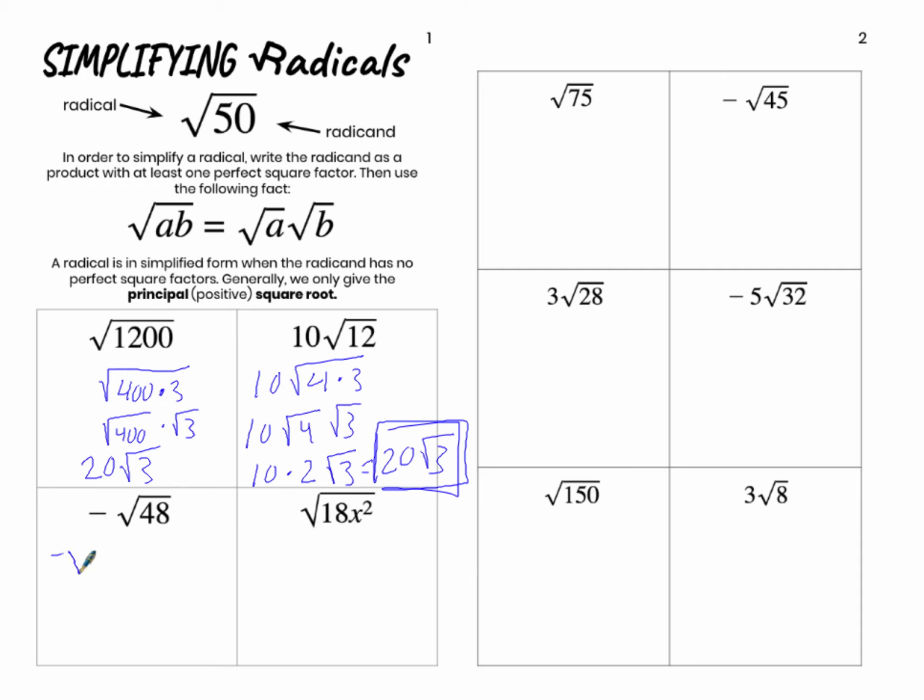48 is 16 times 3. Keep that negative. Square root of 16 times the square root of 3. My final answer is negative 4 radical 3.